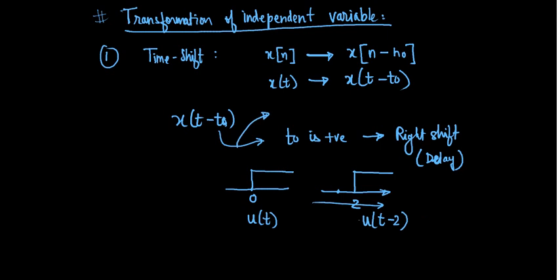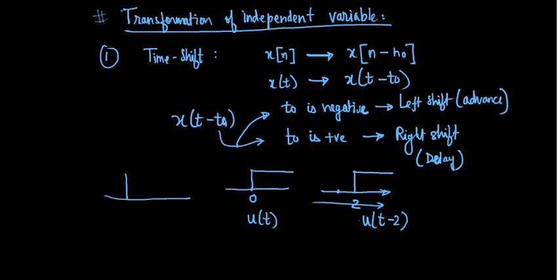If this t naught is negative, it is a left shift, or it's also considered as an advance. For example, this same signal I'm shifting towards the left. Let's say again -2. It gets shifted to -2. Okay, it got advanced by 2 seconds.